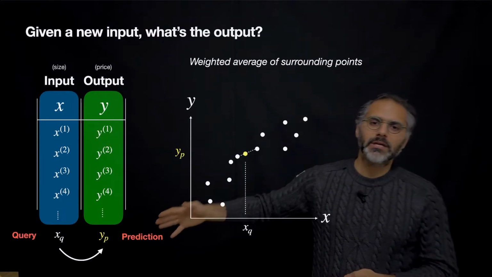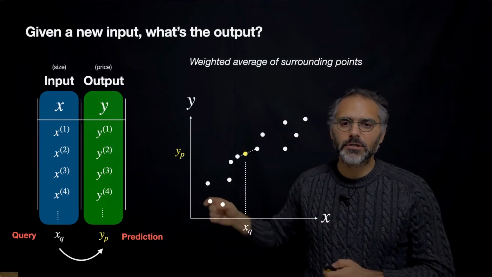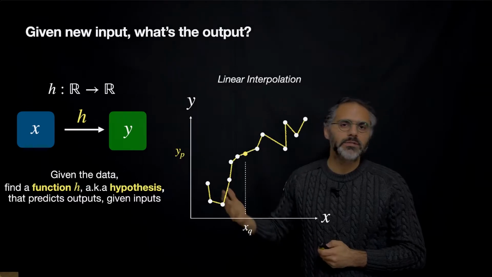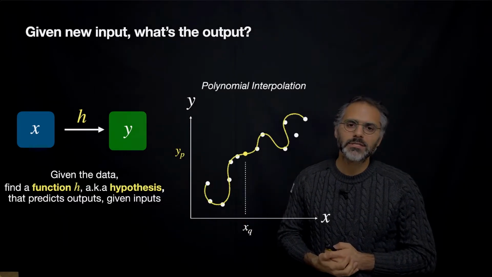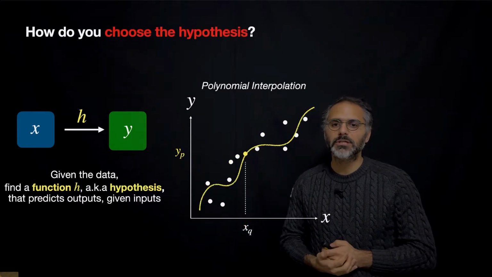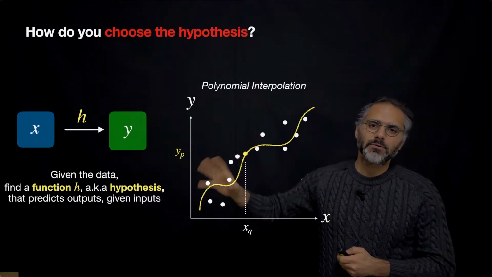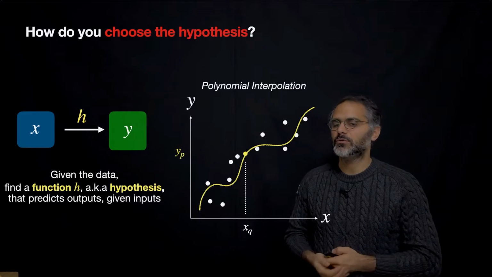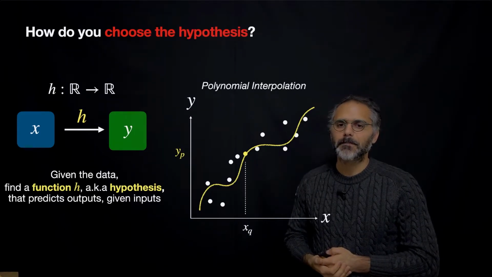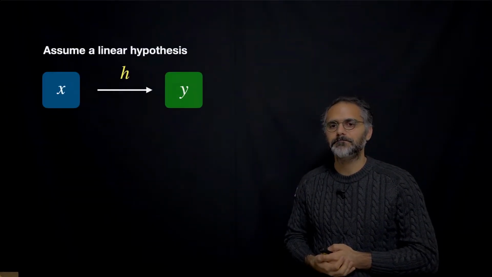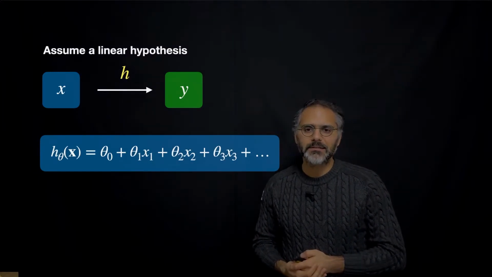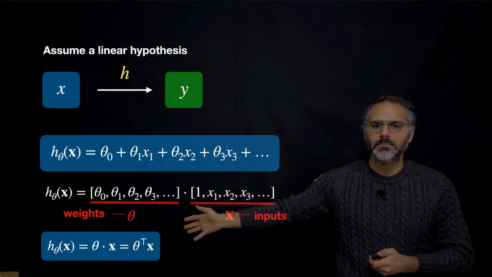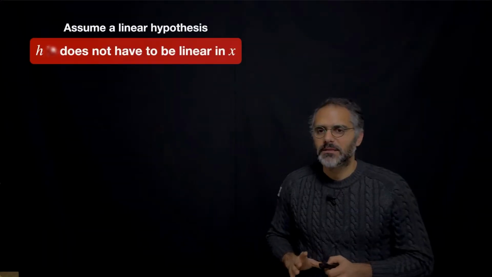And we said that we can come up with hypotheses that are just interpolations, like k-nearest neighbor. We did linear interpolation as an example, polynomial interpolation, etc., etc. But the question always remains, how do you choose the hypothesis? It's not ax plus b anymore. It could be something more complex. So how do you choose the features?